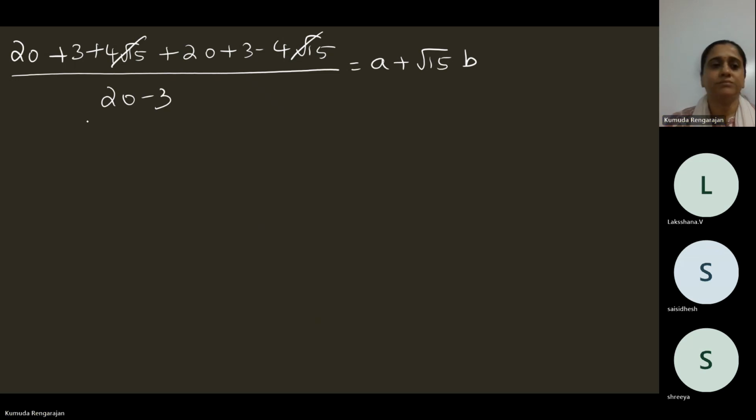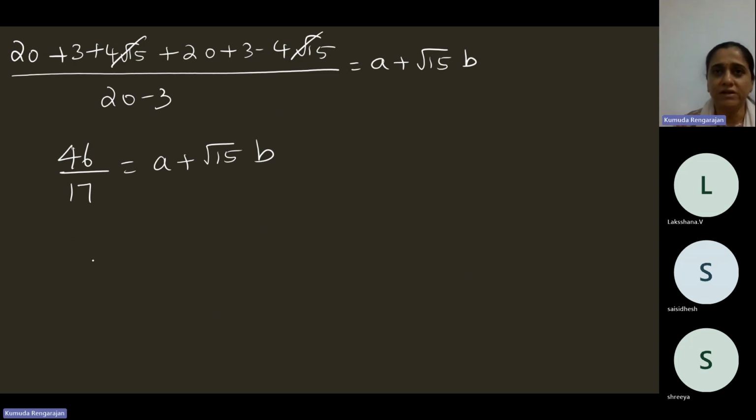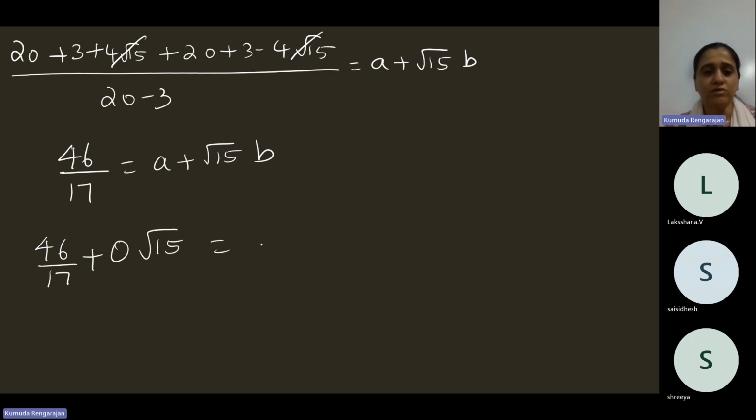Okay, 46. 46 by 17 is equal to A plus root 15B. So now there is no root 15 term at all. So 46 by 17 plus 0 root 15 is equal to A plus B root 15.